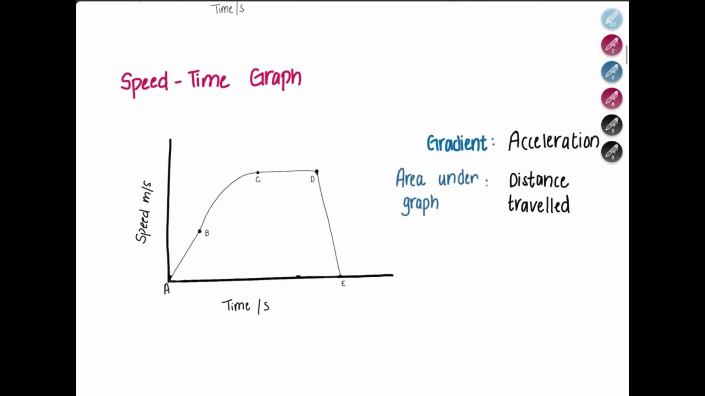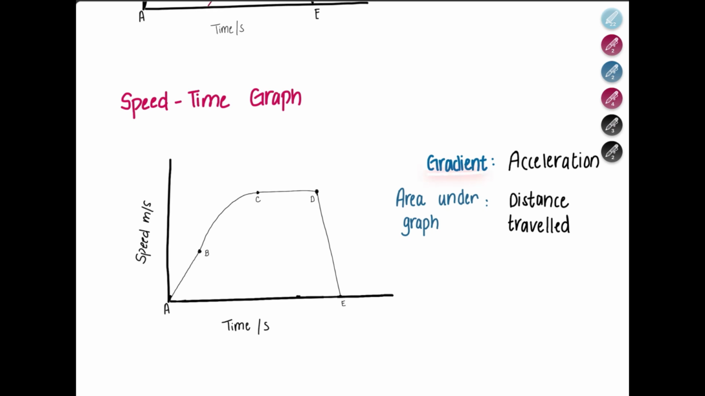Now, speed time graph, similar idea. Gradient represents acceleration, and area under the graph represents distance traveled. A to B, we have constant acceleration. B to C, we have a changing acceleration. Now the curve is becoming less and less steep, so the acceleration is reducing. C to D, zero acceleration, constant speed. And finally, D to E, we have deceleration.